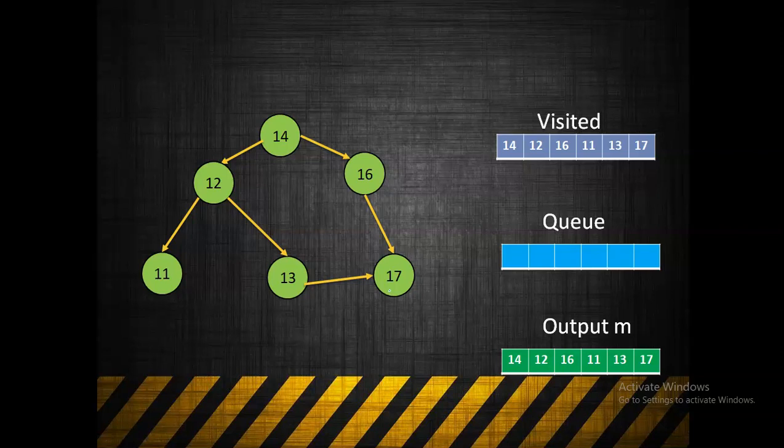Now Q is empty. So the traversal output is: initially 14, next 12, next 16, next 11, next 13, next 17.